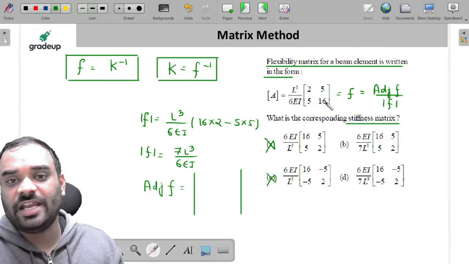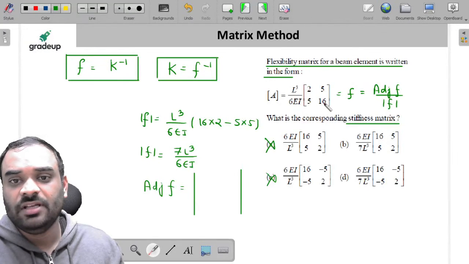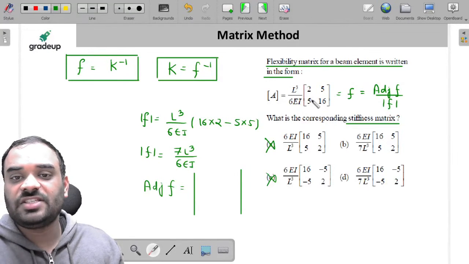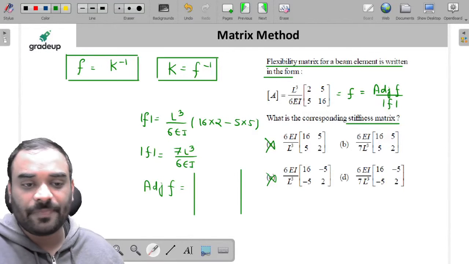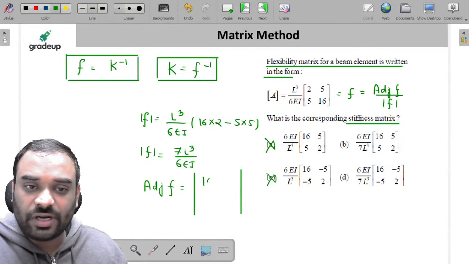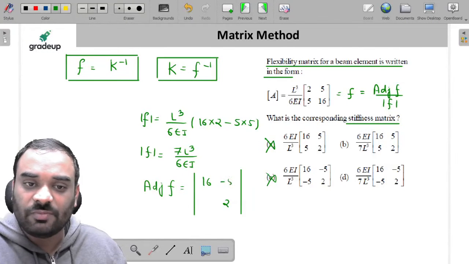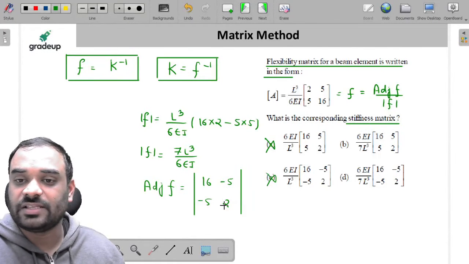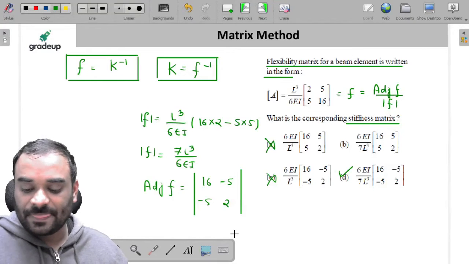I'm just trying to use the direct concept. Just interchange these two elements and change the sign of the diagonal elements. So you have to write 16 and 2 over here, and it is minus 5 and minus 5 like this. So D is the correct answer.